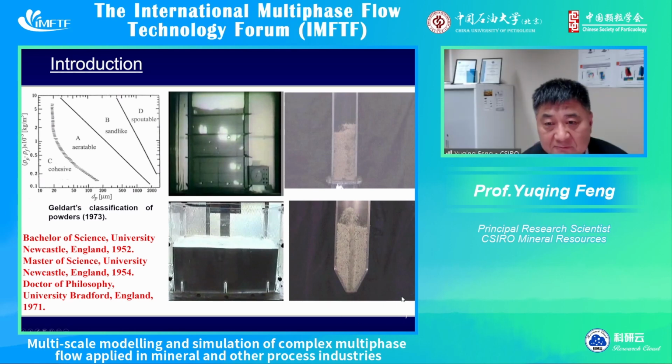This is from an experiment in the book on particle technology by Professor Martin Rhodes. There can be bubbles, then slugging and spouting, very complex phenomena. In the 1970s, Professor Geldart categorized them into A, B, C, D different groups.